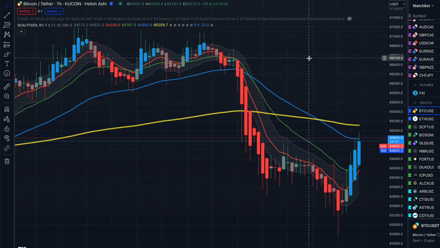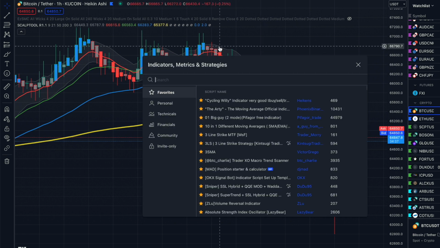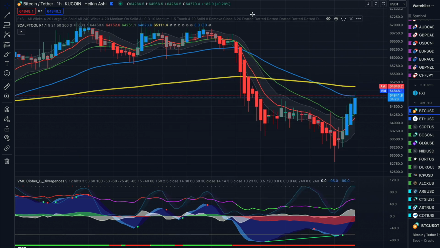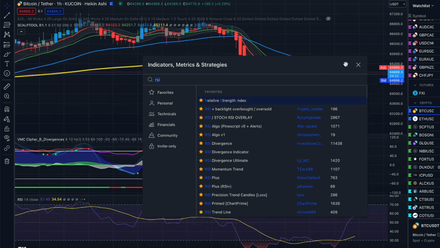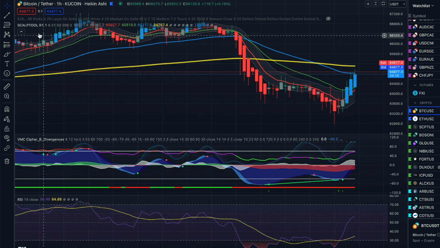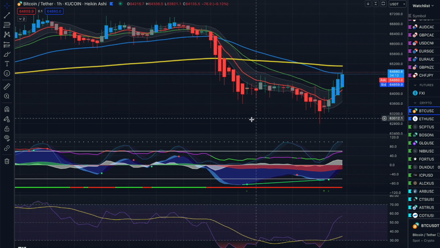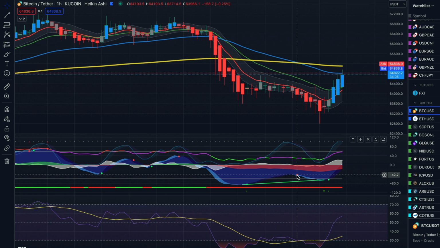There's going to be 2 additional indicators that we're going to add in to make it super easy. Let's go up here and choose Fu Manchu. This one here, Fu Manchu Cipher B plus divergences. Select that, and we're also going to add in RSI, just the standard RSI. Okay, so that's basically our setup done. What we're looking for is to take buys on these green dots or sells on these red dots. But again, you would only do this above or below the 200 EMA.